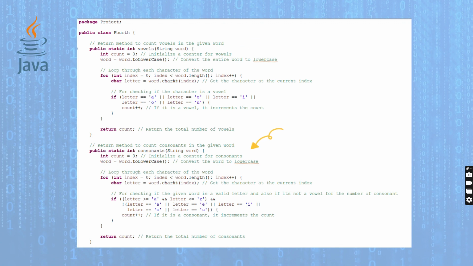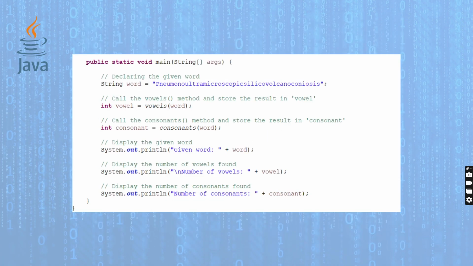Also, we have the return method for the consonants. It also converts the given word to lowercase. It loops through each character, and if it is an alphabet letter that isn't a vowel, it is counted as a consonant. In the main, I declare the given word, which is the pneumono ultramicroscopic silicovolcanoconiosis.